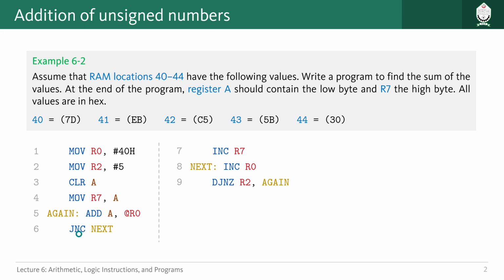Next we will look at another problem. Here they're saying assume that RAM locations 40 to 44, these 5 locations, have the following values. These are the values, you see, for each of the locations we have hexadecimal values stored in each of the RAM locations. We have to write a program to find the sum of the values. At the end of the program, register A should contain the low byte and R7 should contain the high byte. All the values are in hex.